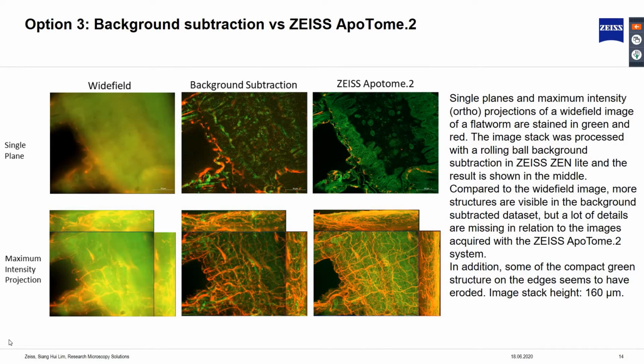Images shown in the middle column are processed with background subtraction. When you compare with the Widefield image, more structures are visible in this dataset. However, when you compare with the image from the Apotome system, you will see that a lot of details are missing in the image obtained with the background subtraction. In addition, some of the compact green structures on the edges seem to have eroded.